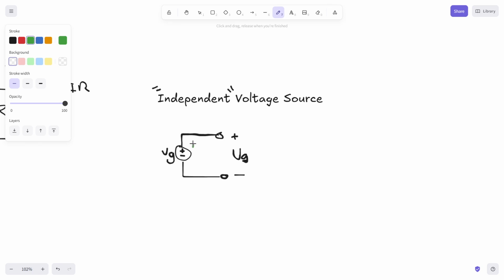But another important concept is that the current that this voltage source will produce can go to infinity. At least when it comes to our elementary circuit analysis, IG can be any value to prove that this voltage occurs across the positive and negative terminals.